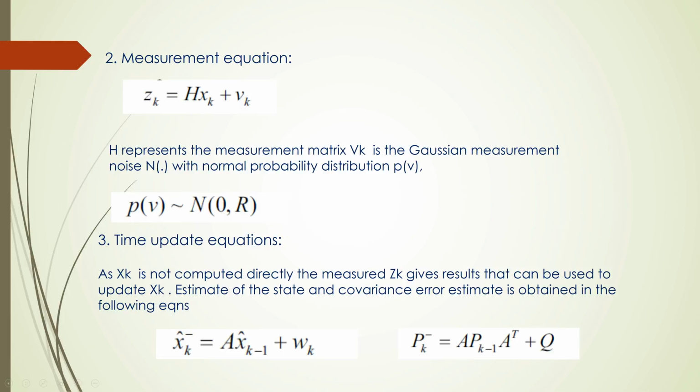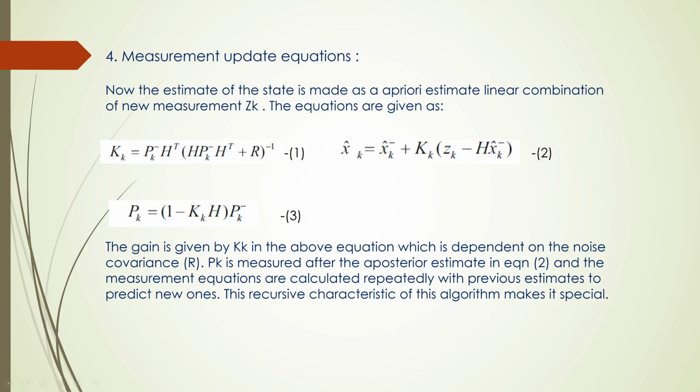And the third step is the time update equations. As xk is not computed directly, the measured zk gives results that can be used to update xk. So the estimate of the state and the covariance error estimate are obtained in the following equations.